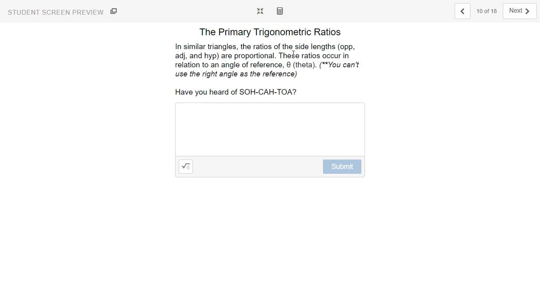Okay, let's discuss what the primary trig ratios are. In similar triangles, the ratios of the side length, opposite, adjacent, and hypotenuse are proportional. These ratios occur in relation to an angle of reference, or a working angle. You'll often see this symbol, theta, for angles, or you might see some other Greek letter, but in math convention, normally you do see Greek letters referring to angles. Now, you cannot use the 90-degree as your reference angle.